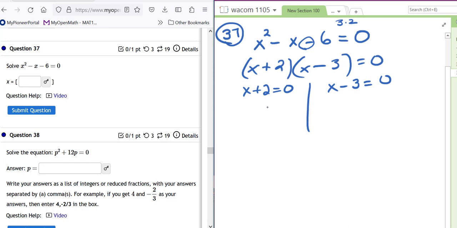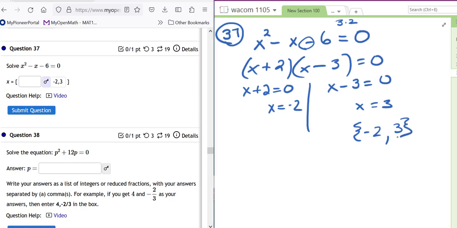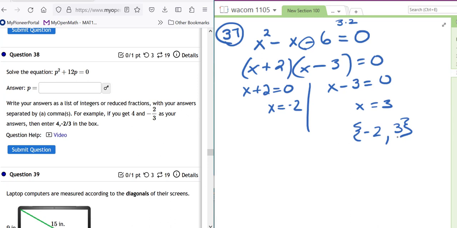Now we'll set each one equal to 0 and solve. So this will be x equals negative 2. You're subtracting 2 from both sides. This will be x equals 3. You're adding 3 to both sides. So we have 2 answers, negative 2 and 3. And it already has the braces there. All right, we have one more of this kind.